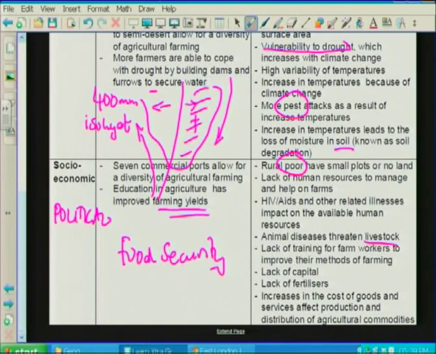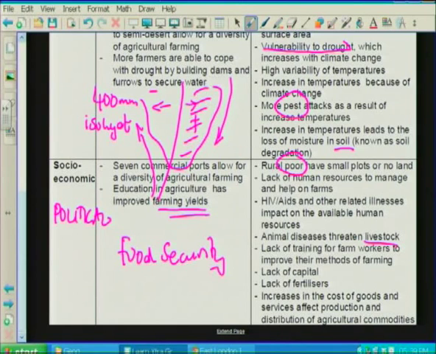Poverty. The rural poor have small plots or no access to land, lack of human resources, HIV and AIDS and how that takes out your labor force, animal diseases that threaten livestock. So we lose a lot of livestock, cattle, sheep, chicken, ostrich, like that big outbreak of bird flu, which meant that a lot of the farmers in Oudtshoorn or the Northern Cape had to cull or kill a lot of their stock. And that means they lose money, they lose their livelihoods as well.